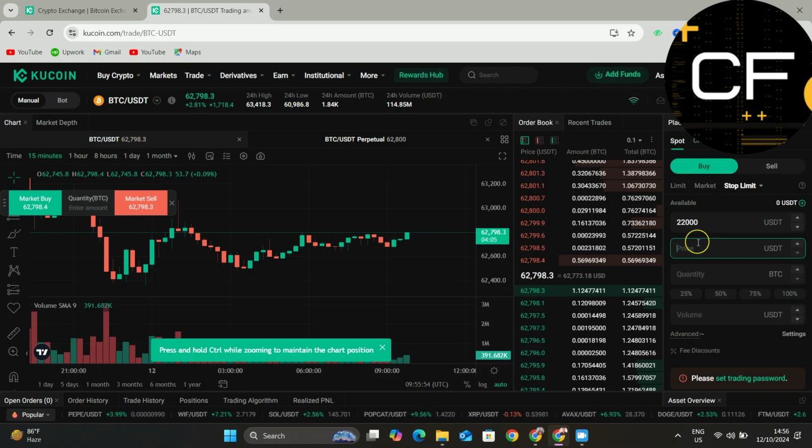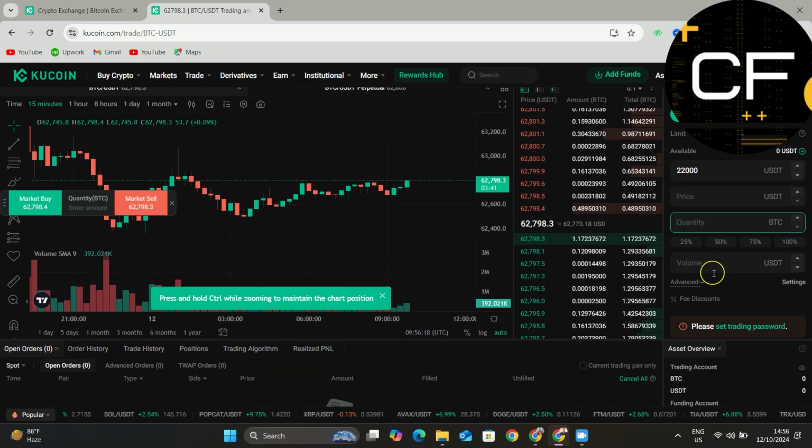Now the limit price is, once your order is activated, the maximum price for buying or the minimum price for selling at which your cryptocurrency will be traded. The order will not be executed if the market price surpasses this limit.